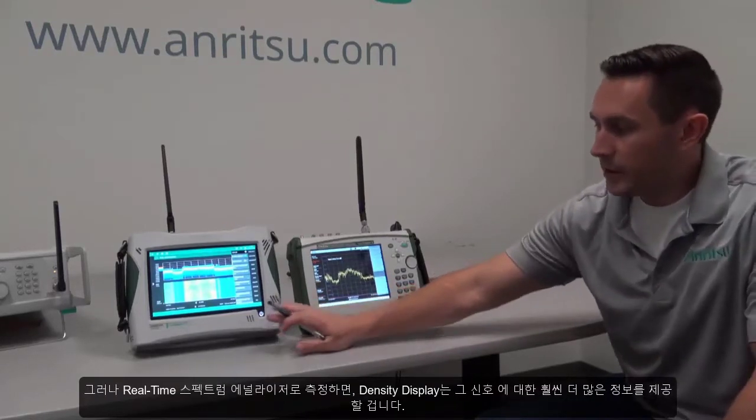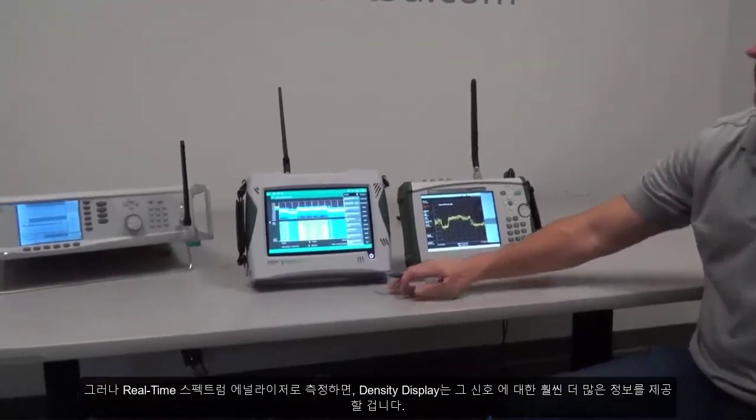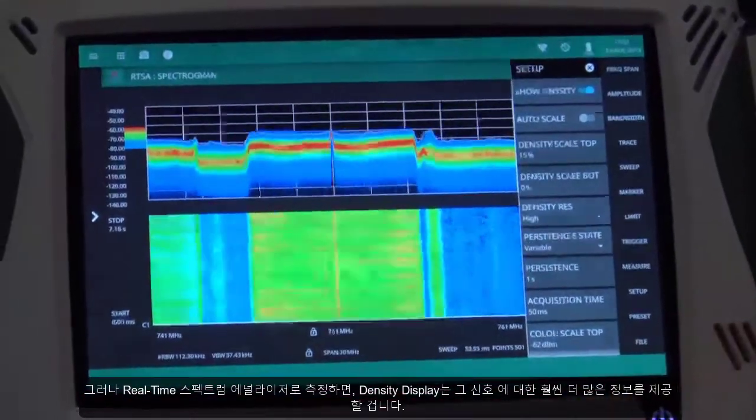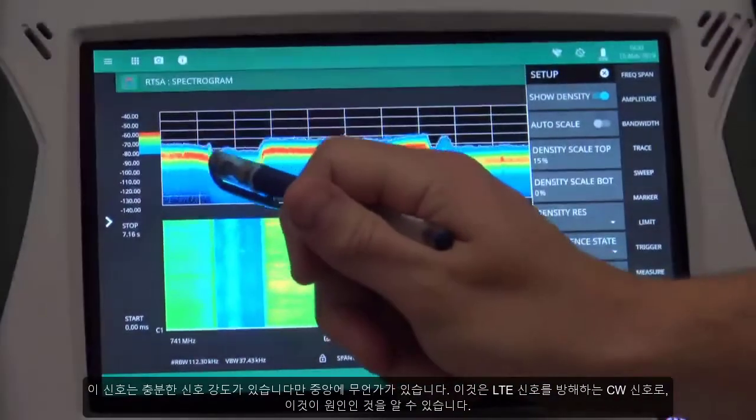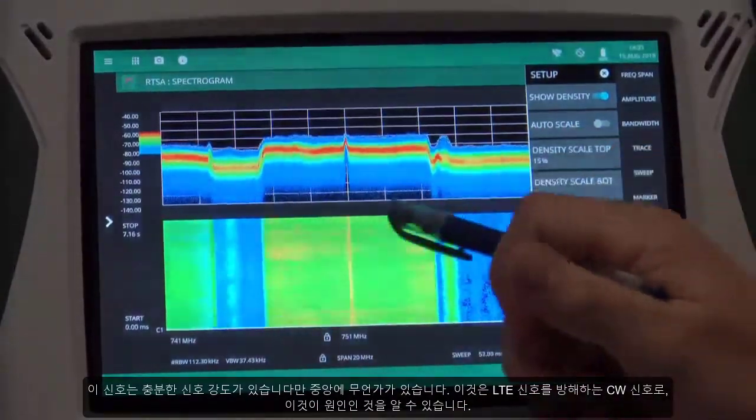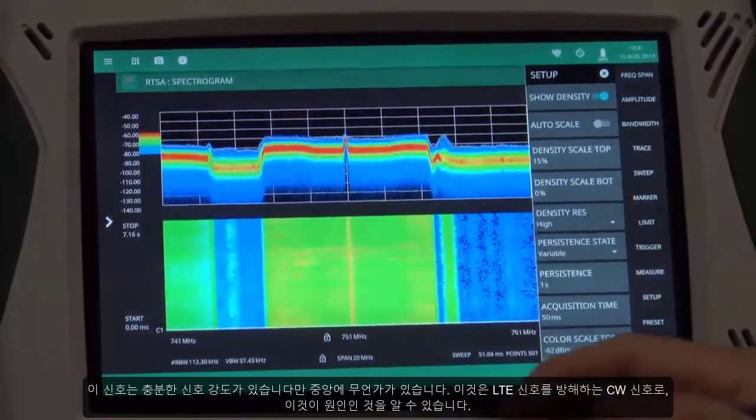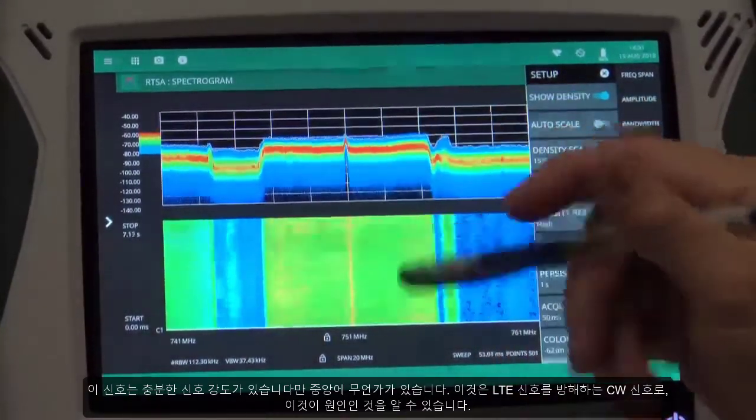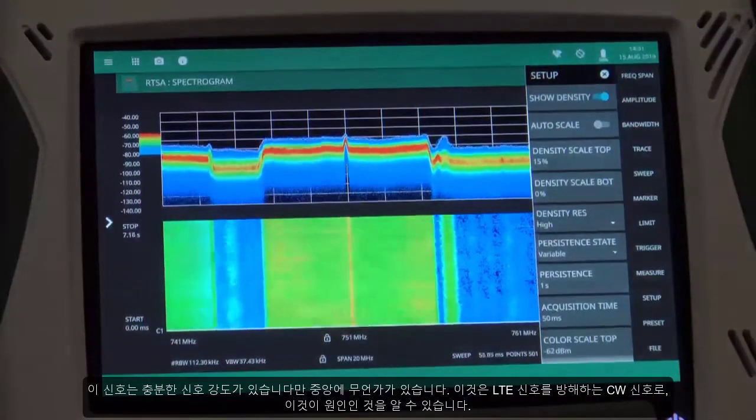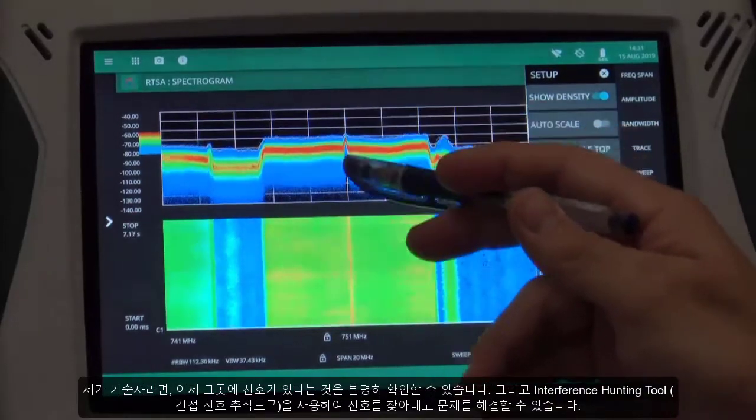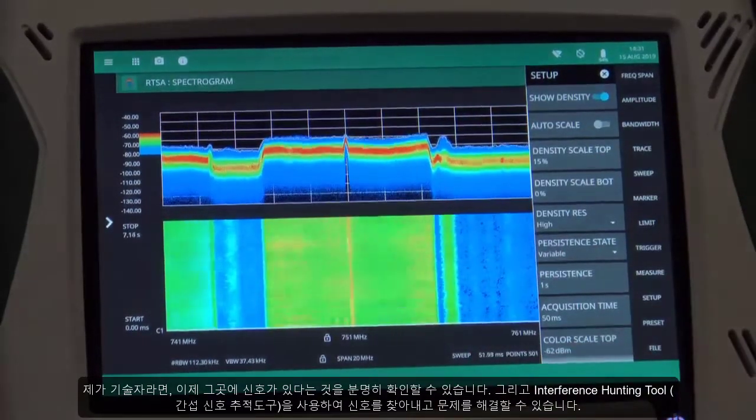If I look over at my real-time spectrum analyzer, my density display actually gives me a lot more information about what's happening underneath that signal. I can see here that I have my LTE signal with lots of power, but there's something going on in the middle. I have a CW signal that's jamming part of the LTE signal and interfering with the data that's happening there. So if I'm the technician, I can now identify clearly that there's a signal there, and I can use an interference hunting tool to go find that signal, troubleshoot it, and hopefully solve the problem.